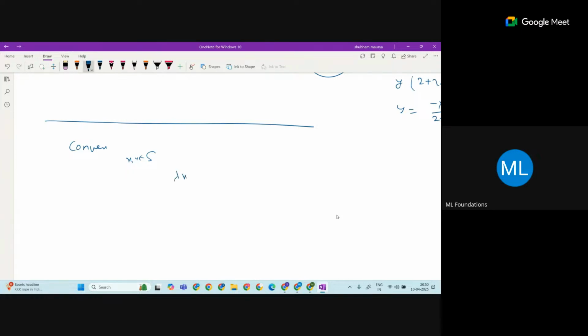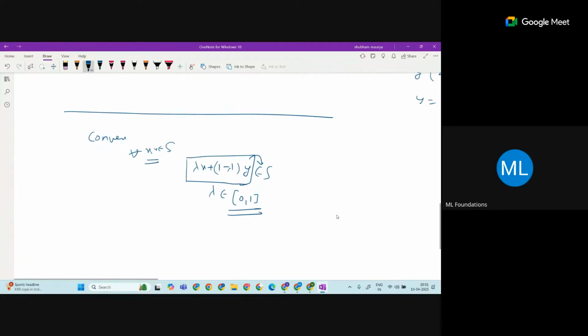Then lambda times x plus (1 minus lambda) times y, whatever element we get here, this should be within the set, where lambda is some constant from 0 to 1. And this is true for all x, y. Any 2 points I choose, if this linear combination I am taking is within the set, then we call it a convex set. This is the only definition of convex set, I think. Yeah, this is the only definition.